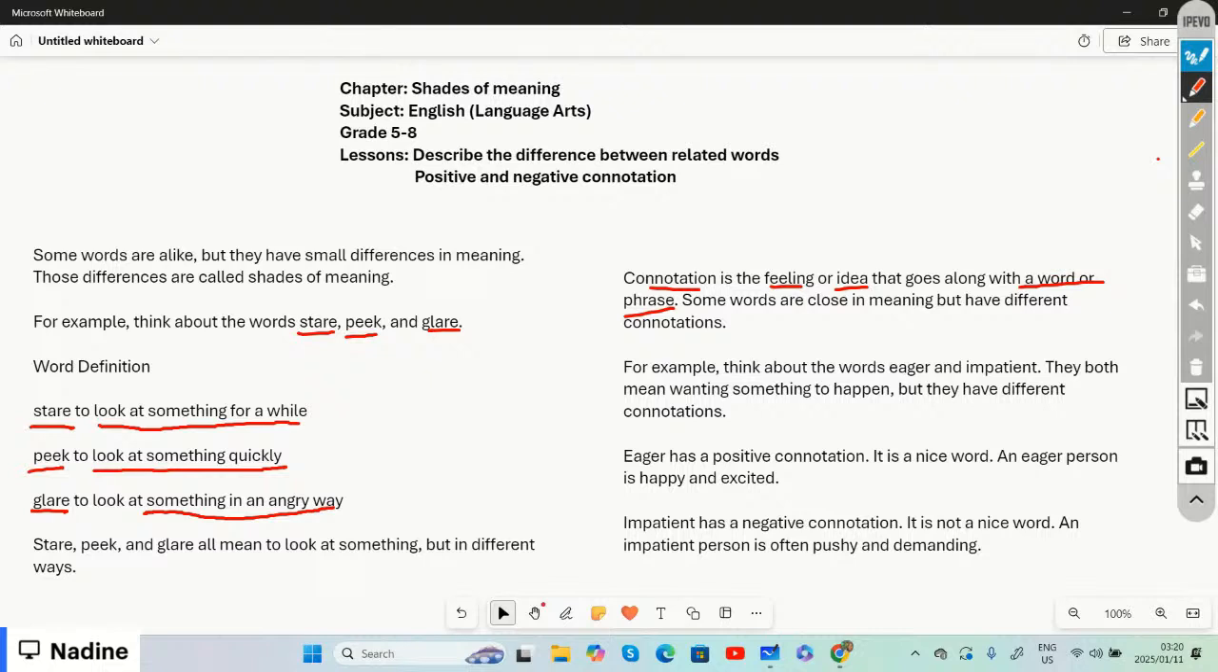And some of the words, right, when it comes to connotations, are close in meaning, but they have different connotations. So the meanings are slightly the same. They're close in meaning. However, one can maybe be positive and one can maybe be negative.